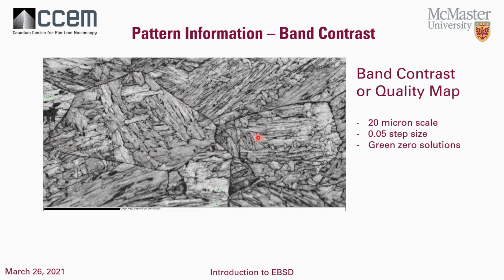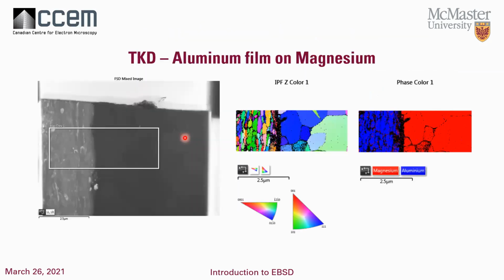So we can see where the prior austenite grain boundaries are. We can also see the different laths that exist within the structure. So very useful sort of map for collecting information.